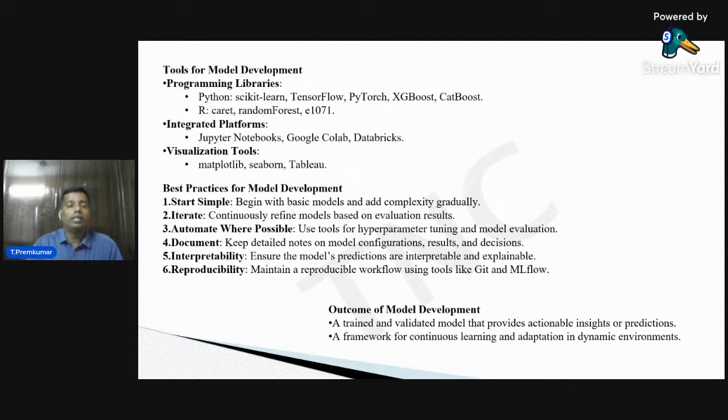In the case of integration platforms, we can go for Jupyter Notebook, Google Colab, as well as Databricks. And for visualization, definitely we can use Matplotlib, Seaborn, and Tableau.